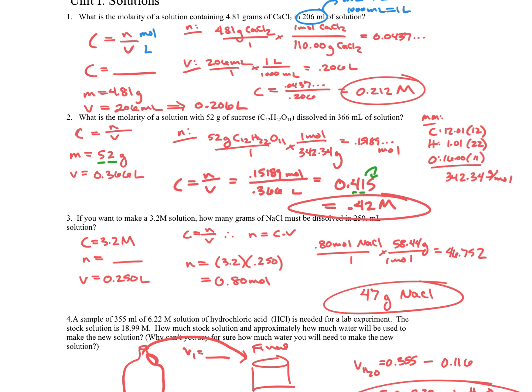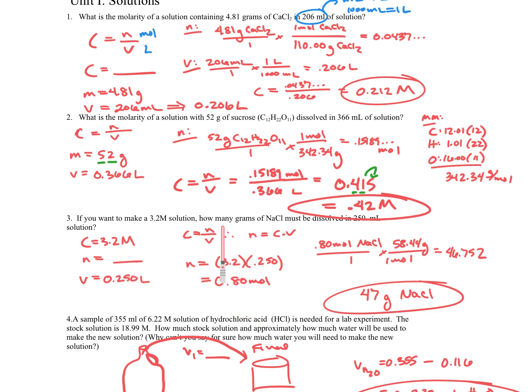The third question asks you a different way of solving it. It asks you how many grams. So now we have to solve for N. It gives you the concentration because molarity measures concentration. Because it gives you concentration and volume and asks for N, you can rearrange the equation C equals N over V to be N equals C times V. After you substitute the values in for C and V, you get a final number for the number of moles to be 0.80.